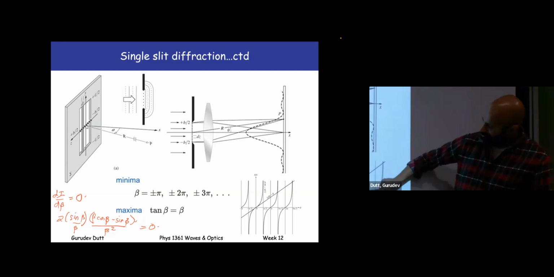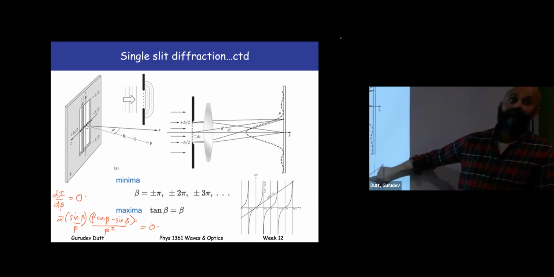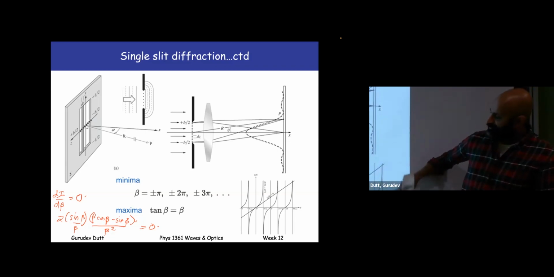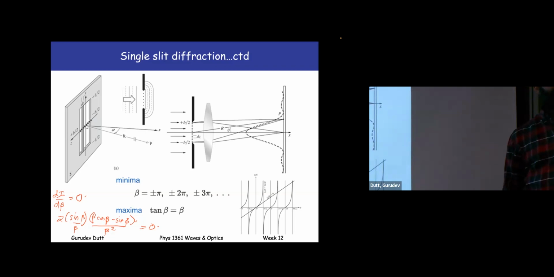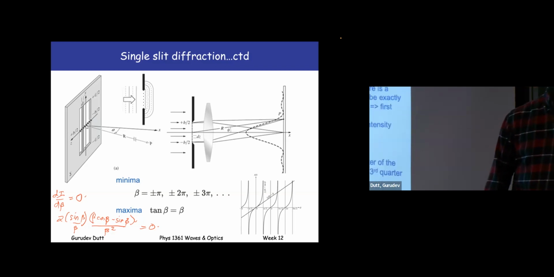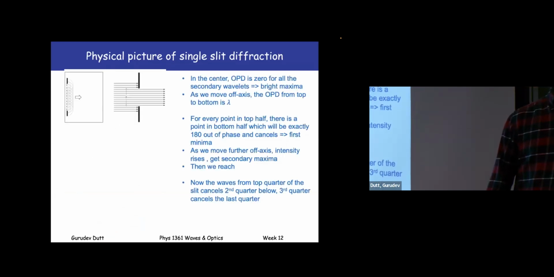And as you can see, it's very close to 3 pi over 2, but not quite. Almost 5 pi over 2, etc., just like we talked about in the previous slide. Okay, I'm going to save this. This is the physical picture of diffraction from the single slit. I'll talk about this in the next class.